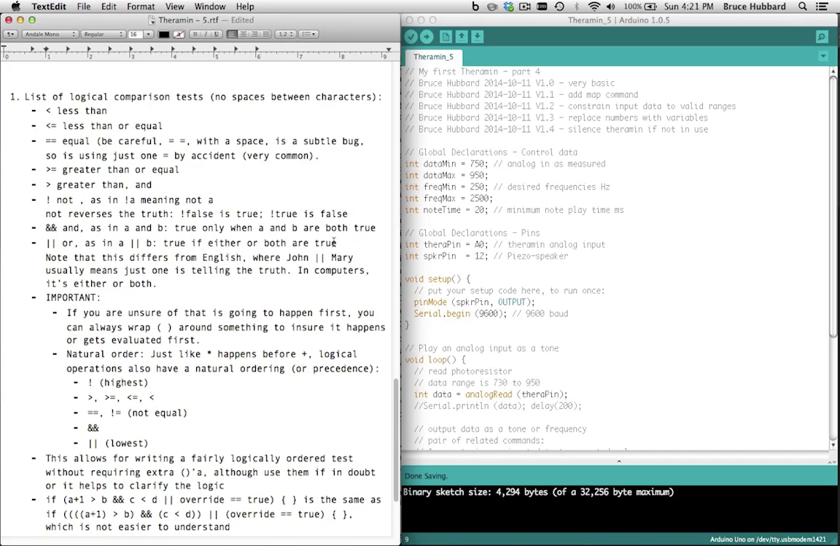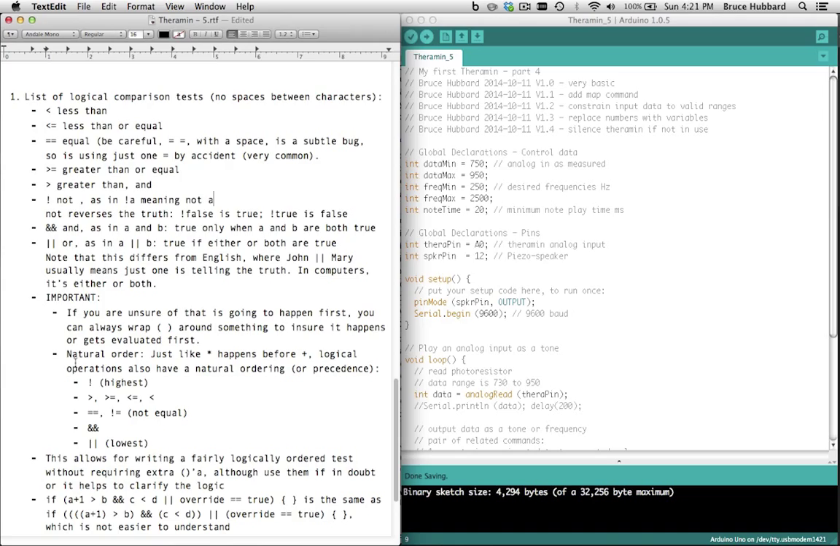Okay, so notice that this is different from English, where if I were to say John or Mary, the assumption is we're going to pick one or the other, but not both. In computers, the usual or is John or Mary will come, or both of them will come. If John is telling the truth, or Mary's telling the truth, or John and Mary are both telling the truth, it's all the same to a standard or.